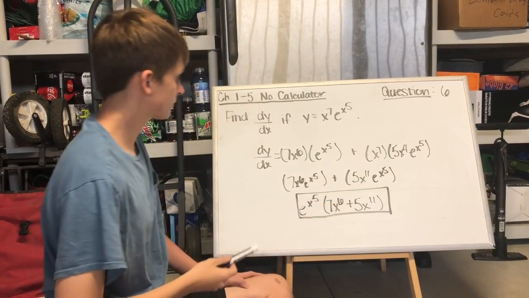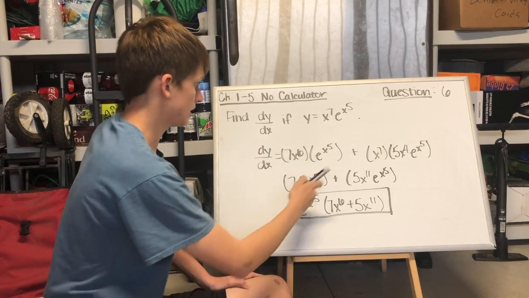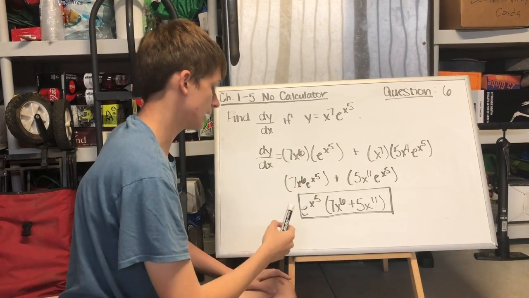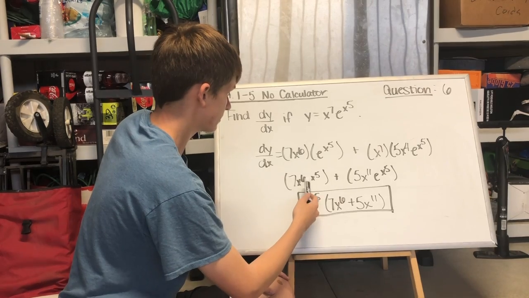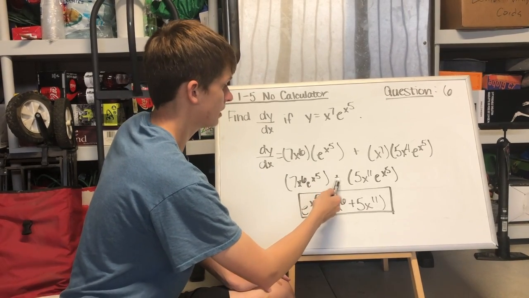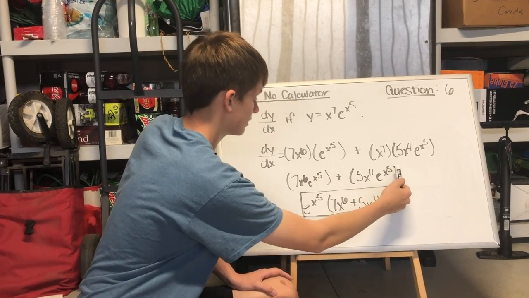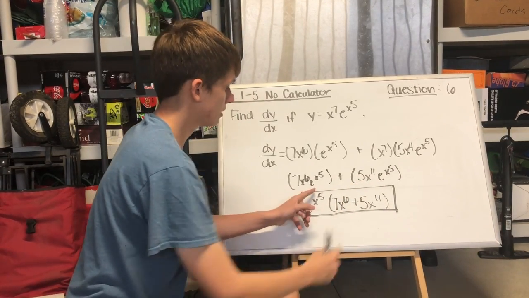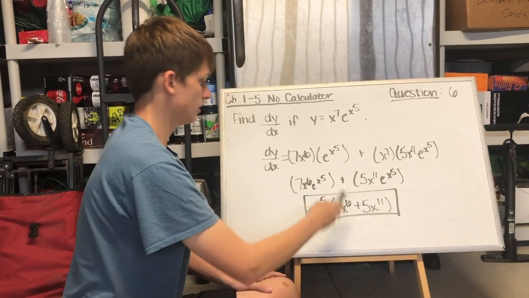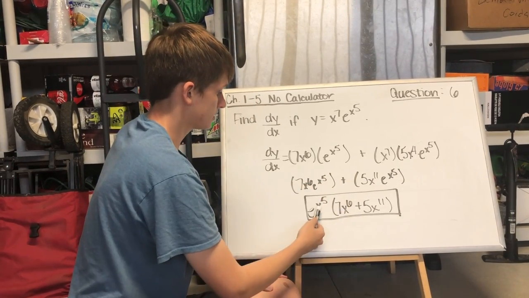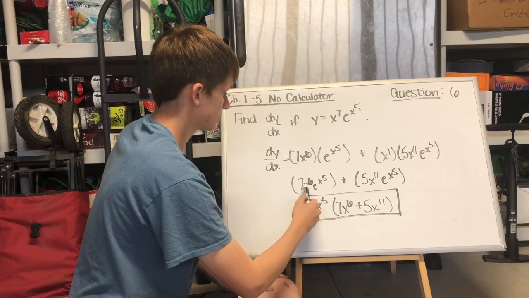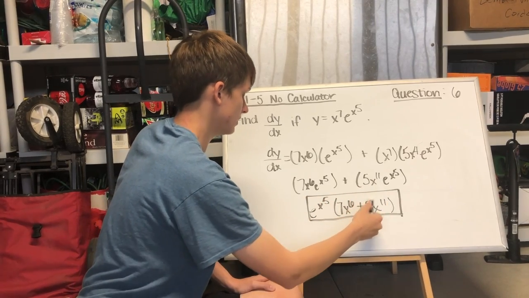Now what we do is we simplify all the terms together, so we get 7x to the 6th, e to the x to the 5th, plus 5x to the 11th times e to the x to the 5th. And since they both share e to the x to the 5th, we can factor that out. So we get e to the x to the 5th times 7x to the 6th plus 5x to the 11th as our final solution.